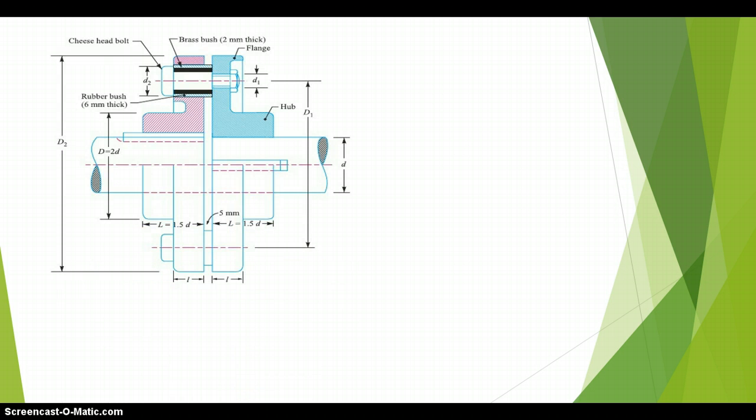In the bush pin type coupling, you can see the construction is the same as the rigid flange coupling, but here we provide a rubber bush at the driver flange. The rubber is a flexible element, and we also provide brass lining. All these are flexible elements, which allow a very small amount of misalignment using this kind of flexible element, the rubber bush.